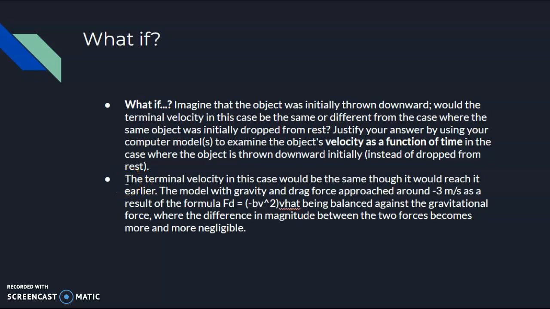For this scenario, the terminal velocity would be the same, though it would reach it earlier. The model with gravity and drag force approached around negative 3 meters per second as a result of the formula Fd equals negative b times v squared times v hat being balanced against the gravitational force, where the difference in magnitude between the two forces becomes more and more negligible, as in, the drag force slowly approaches the gravitational force in the opposite direction, so they cancel out.